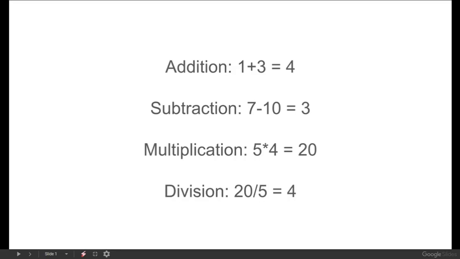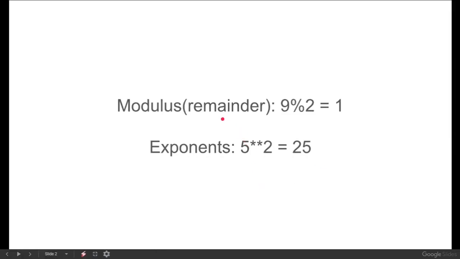Today we're going to be going over arithmetic operators. These are the ones that you probably already know. For multiplication, make sure that you use the star symbol that's located above the 8 on your keyboard. And then for division, make sure that you use the forward slash. These are the two that you might not already know.